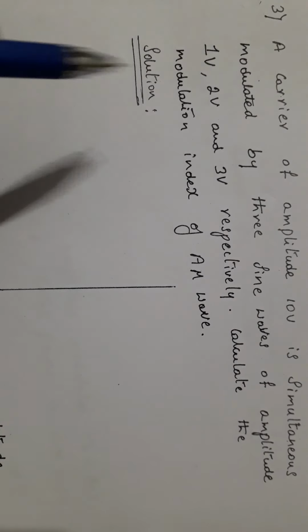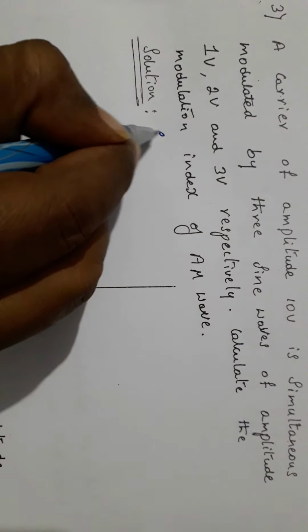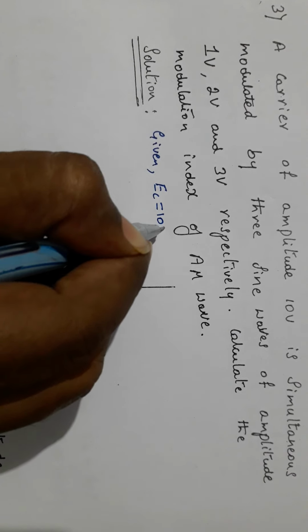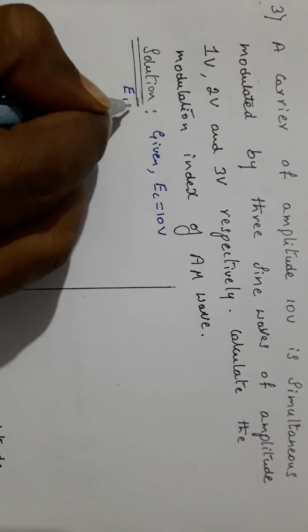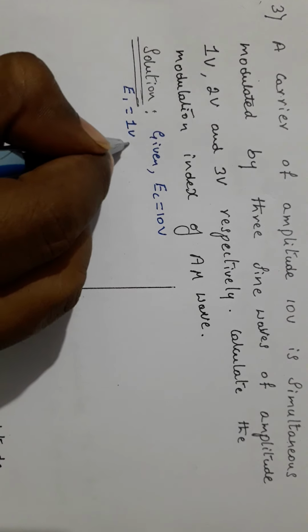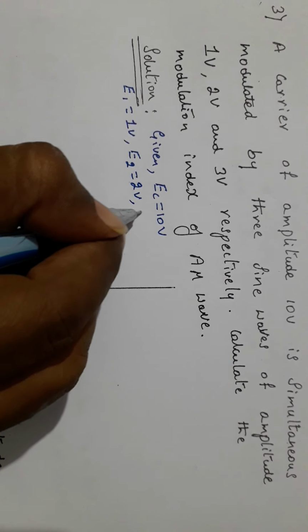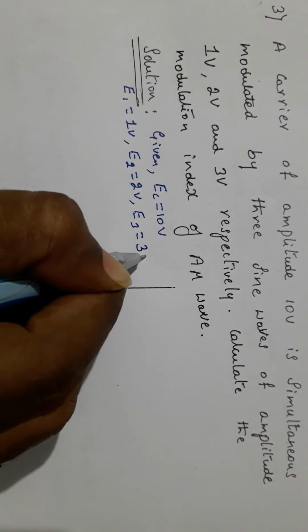Next problem. A carrier of amplitude 10 volts is simultaneously modulated by 3 sine waves of amplitude 1 volt, 2 volt and 3 volt respectively. Calculate the modulation index of the AM wave. Given EC equals 10 volt, E1 equals 1 volt, E2 equals 2 volt and E3 equals 3 volt.